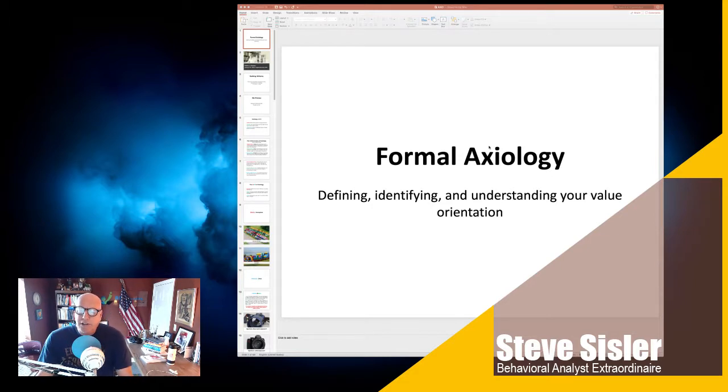All right, so let's start off with what is formal axiology. Formal axiology is really about defining, identifying, and understanding your value orientation. So that's what we need to understand: what we value, how we value it, and what kind of biases we have in our brain, which is really how much attention we give to certain things.